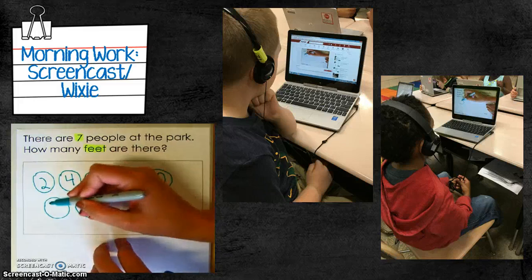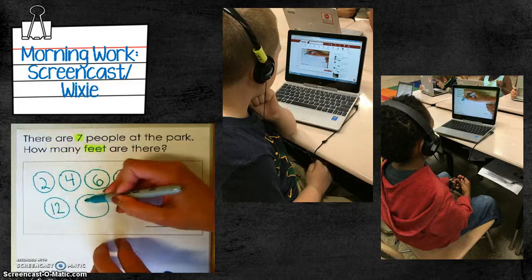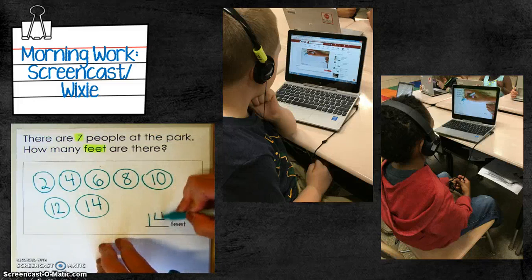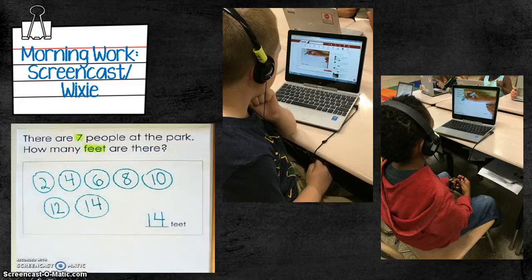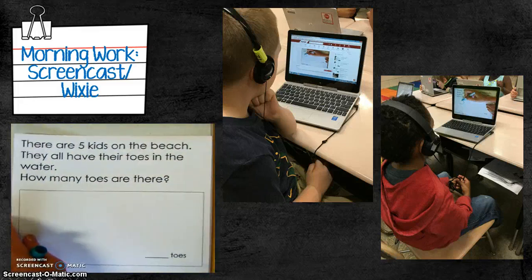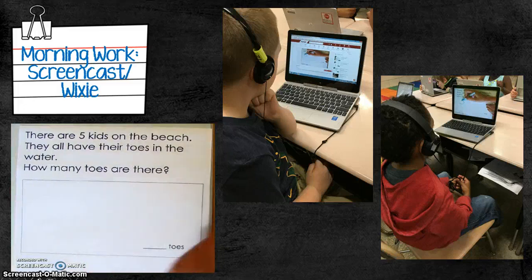And you can see the little boy in the middle picture. He was able to pull up my screencast video, watch how I solve the problem, listen to me explain how I'm solving the problem, so that he understands once we get to that lesson, these are the kinds of problems that they were going to be working on. So they already have kind of a basic understanding of how to solve it.